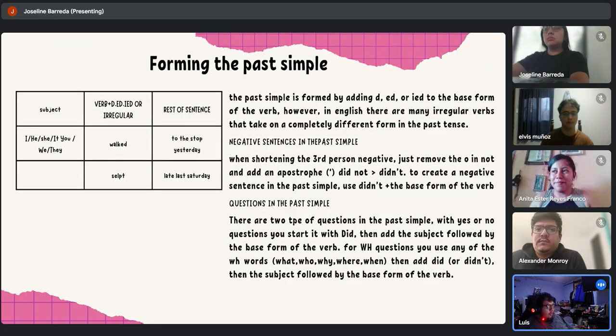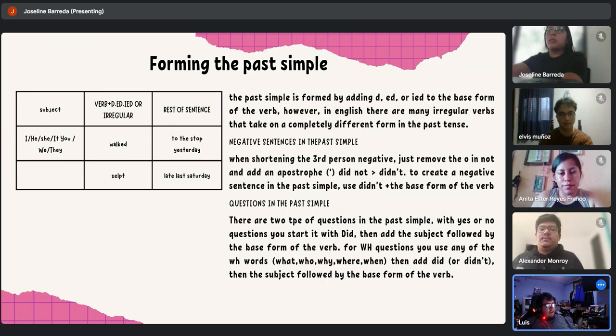So, the past simple is formed by adding -ed or -ied to the base form of the verb. However, in English there are many irregular verbs that take a completely different form in the past tense. Here we have a table with some examples. We have the subject, the verb, and the rest of the sentence. In this example, I will say, he walked to the stop yesterday.